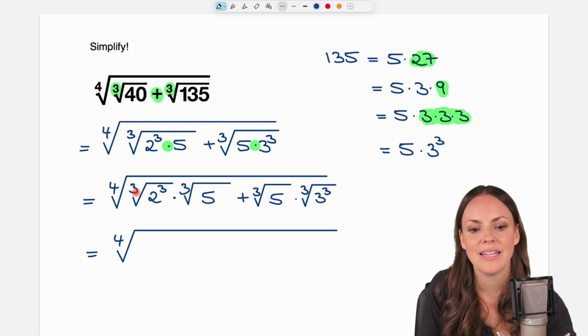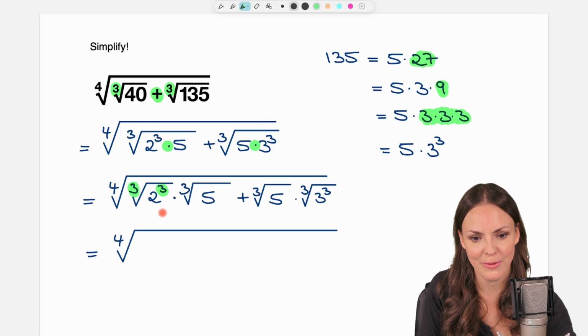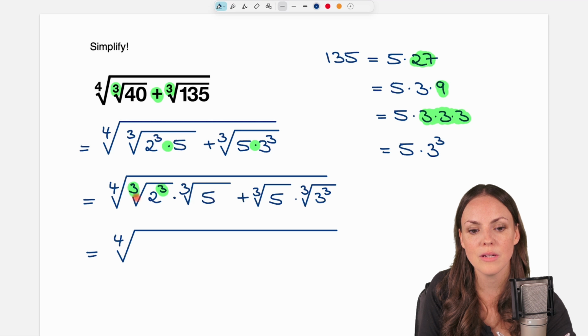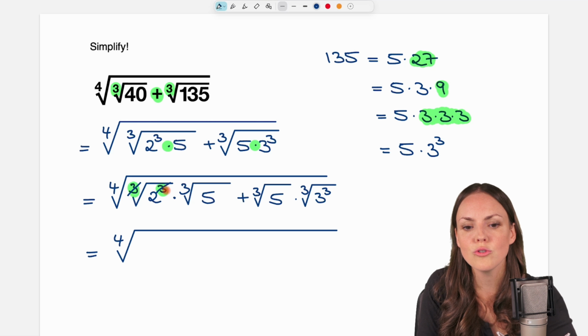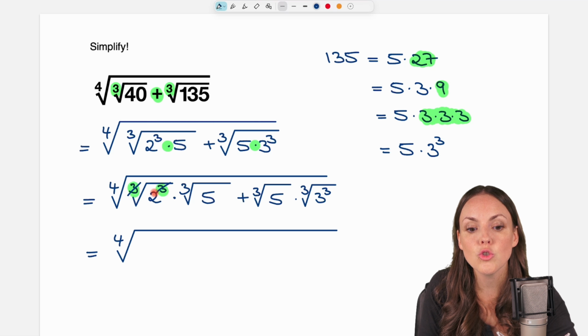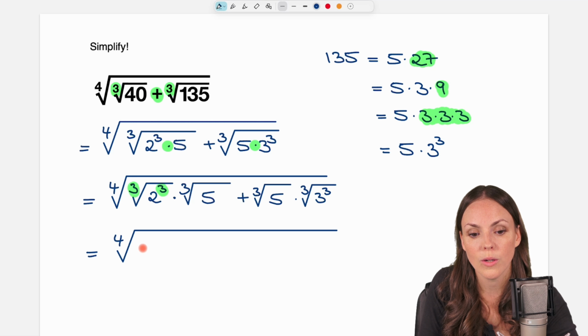Now we have the cube root of 2 to the power of 3 here. And if you have the same number here as your index and the same number here as your exponent, these numbers cancel each other out, so to say. The root disappears and only the 2 here is left. So instead of this thing, we can only write a 2. Then we have the multiplication here.